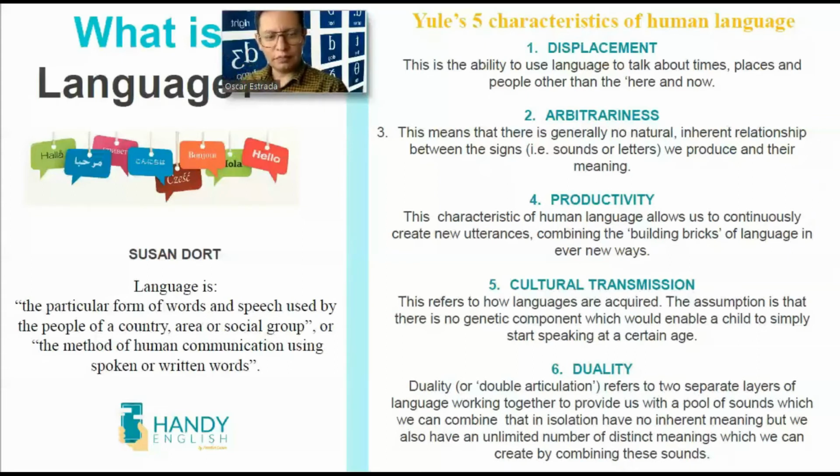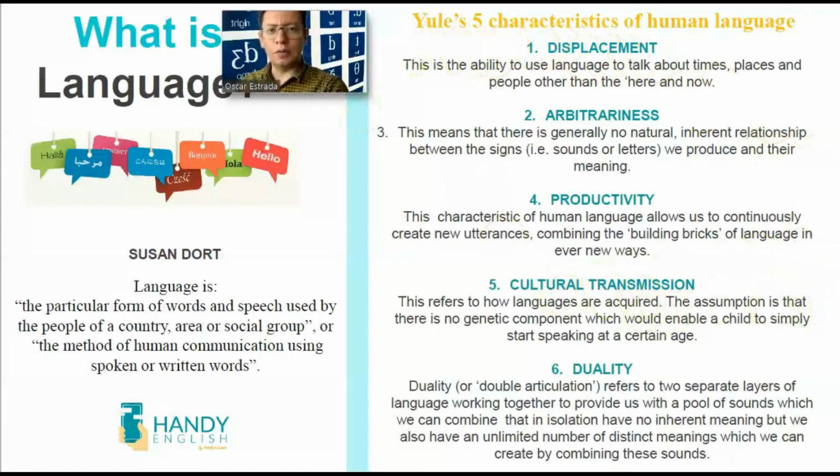The next characteristic of human language is cultural transmission. It refers to how languages are acquired, how we transmit the language. And it says there is an assumption that there is no genetic component which will enable a child to simply start speaking at a certain age. We're talking about George Yule's characteristics and his own research.